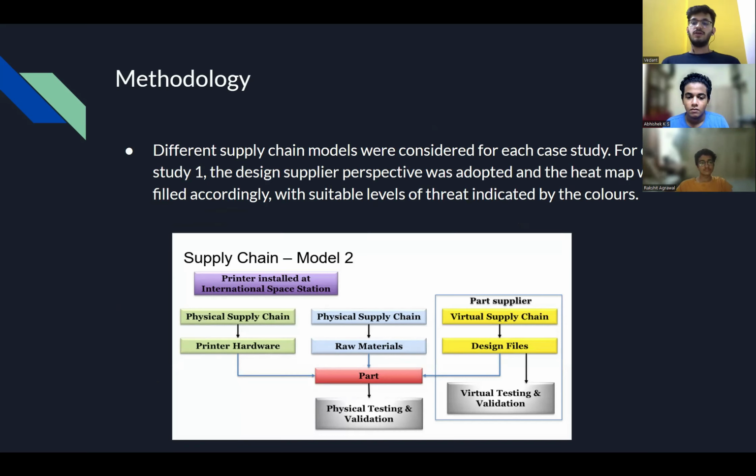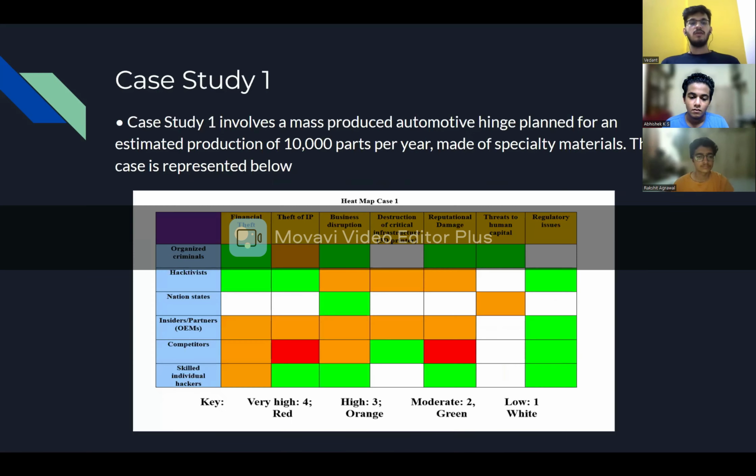So as in this figure, what we can see is the part supplier outlook. The model depicted in this figure mainly focuses on the perspective of the manufacturer, or basically we can say the part supplier. So this is the heat map that we made for the case study 1, which involved a mass-produced automotive hinge planned for an estimated production of 10,000 parts per year.